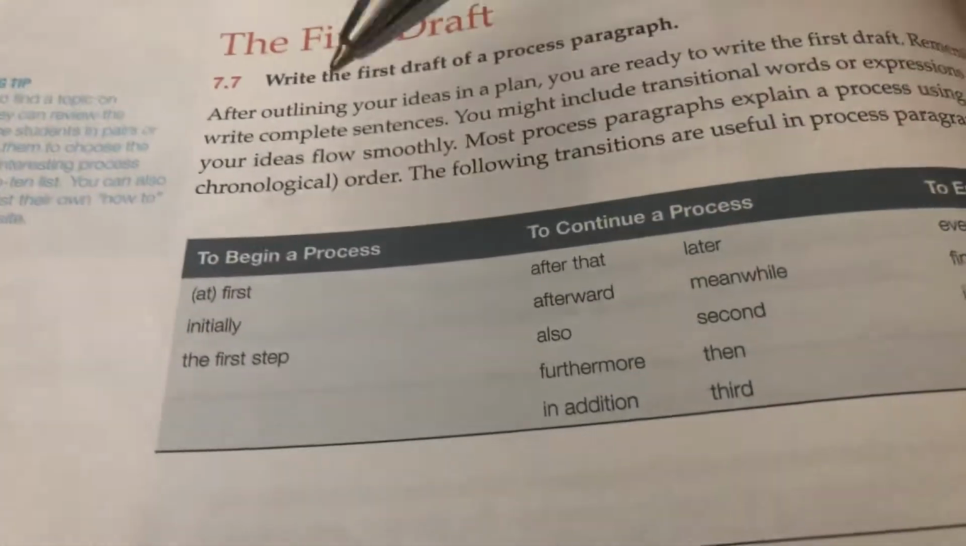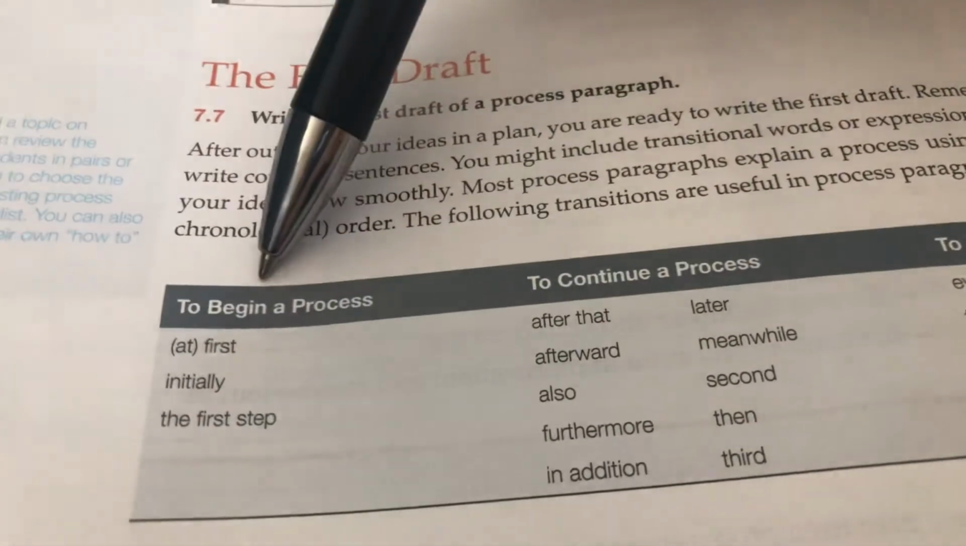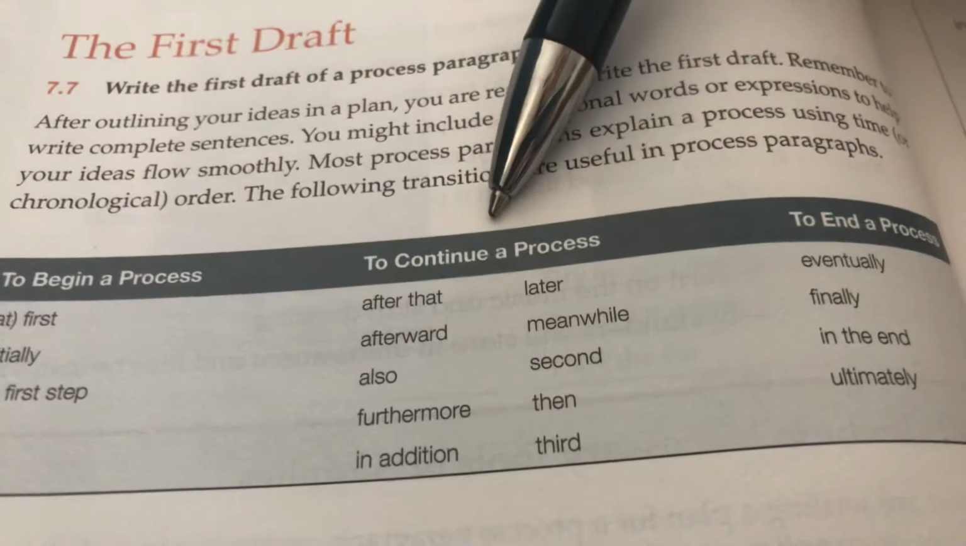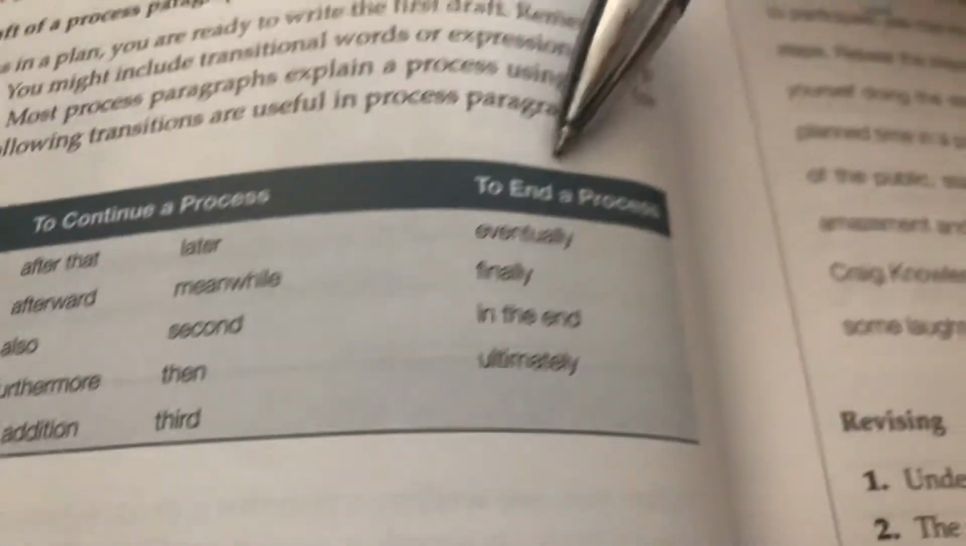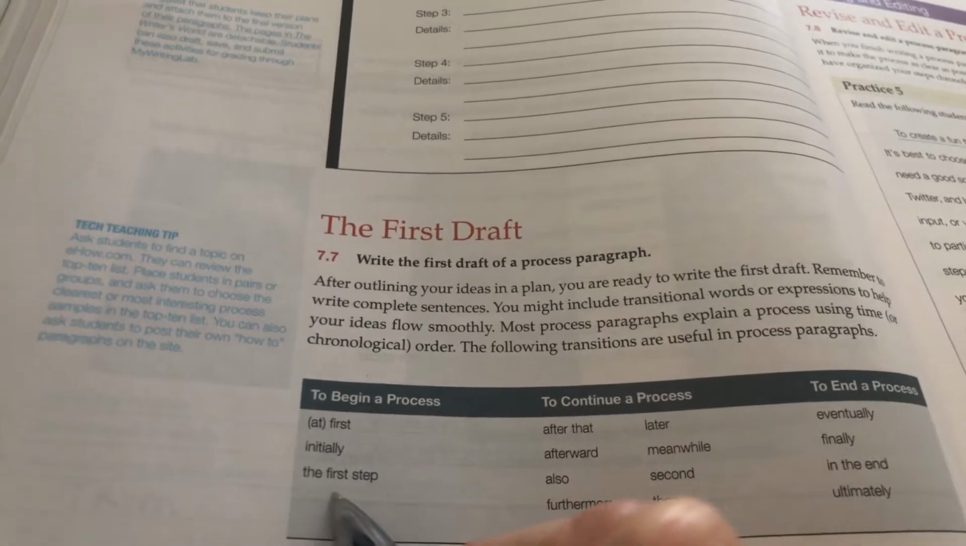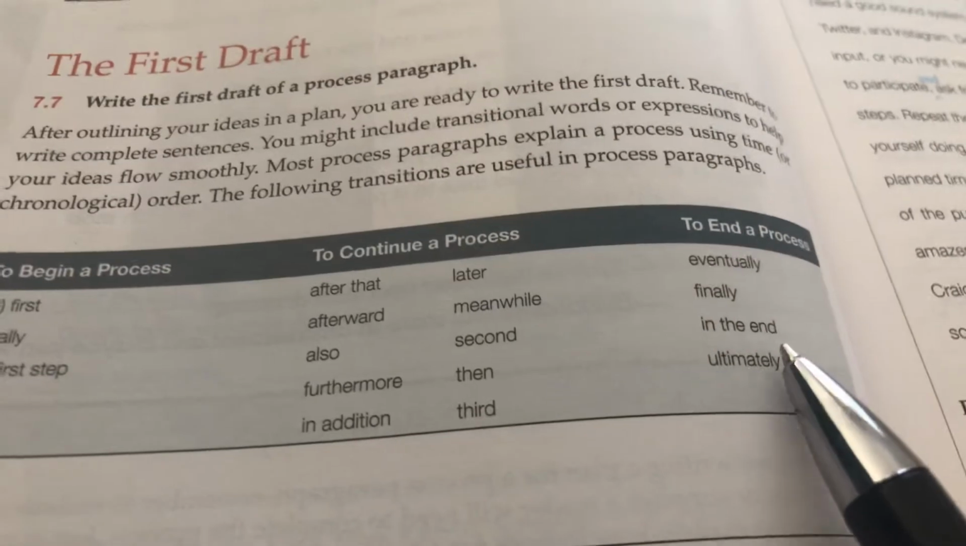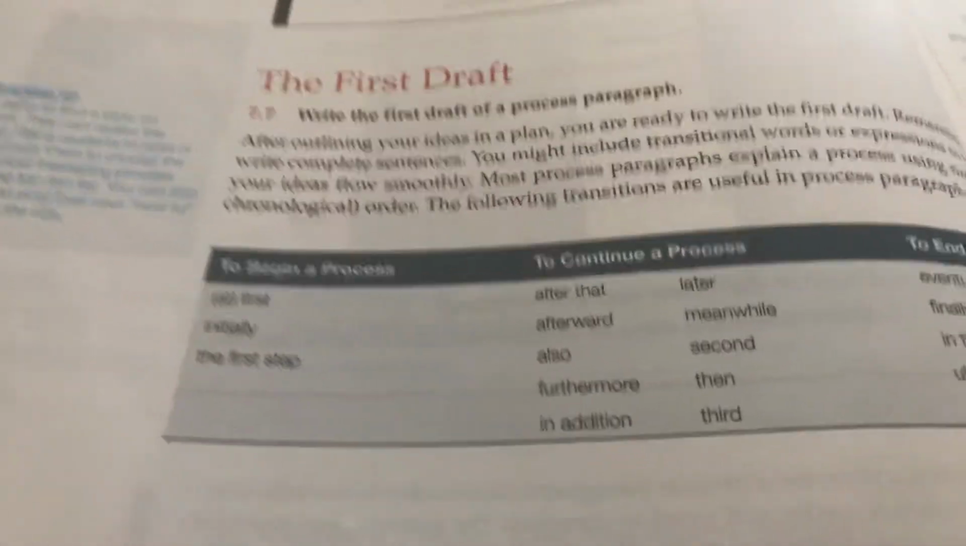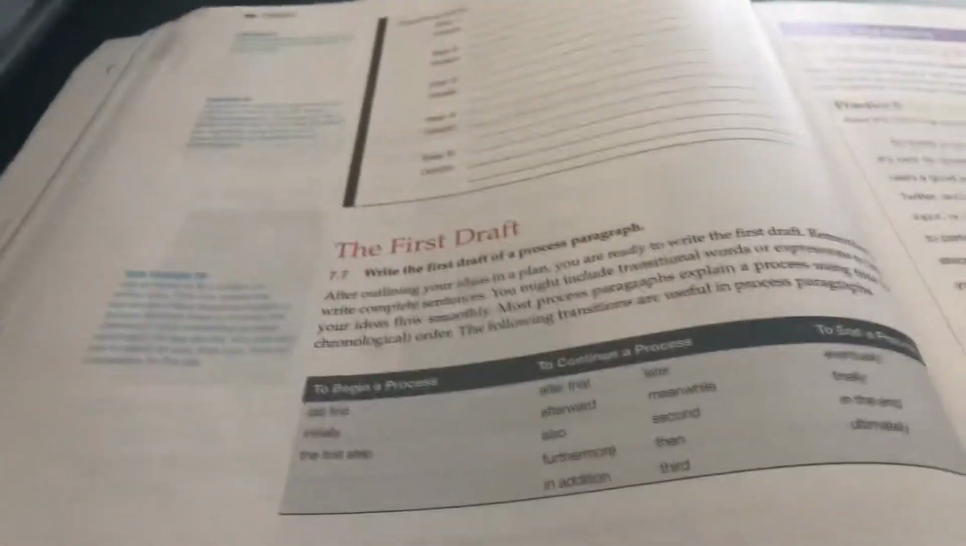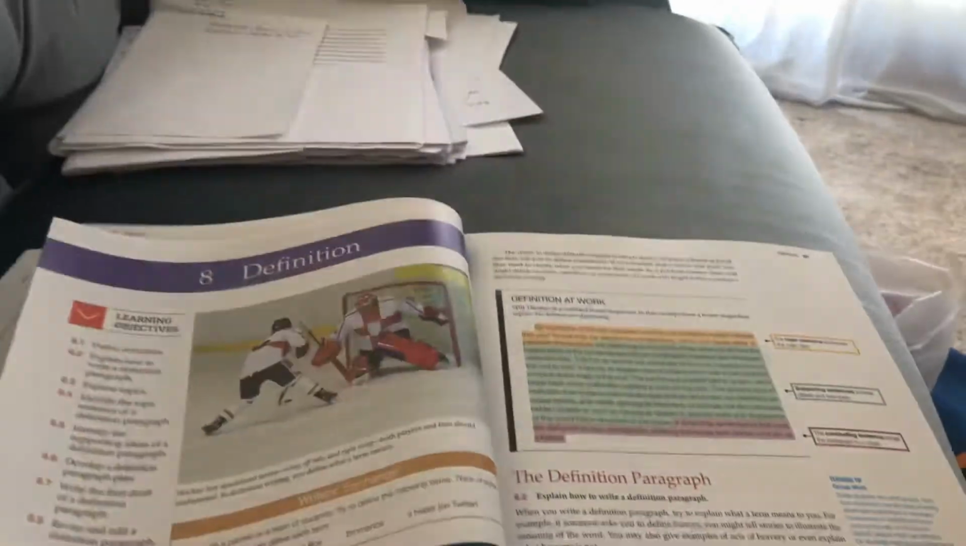Okay, and then in your first draft, these are some transition words. To begin a process, to continue a process, to end a process. Okay, at first, initially, the first step, the second step, the third step. Okay, keep it easy for yourselves. Don't make this harder than it needs to be. That kind of concludes this chapter. Then there's some more practices.